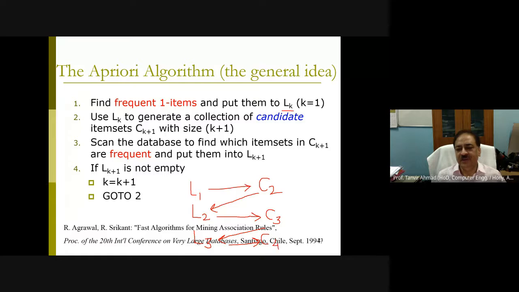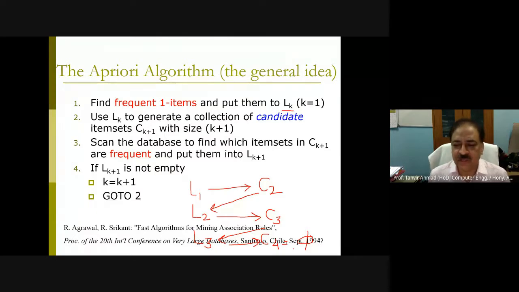And suppose C4 becomes equal to null. It means that you cannot generate any more L and you stop at this moment. A time will come when you will have a null set at C4, or you will have only a single set that you have to check. If it is a null set, you stop. Otherwise, you keep on going, generate L4, from L4 to C5, from C5 to L5, and keep on going.